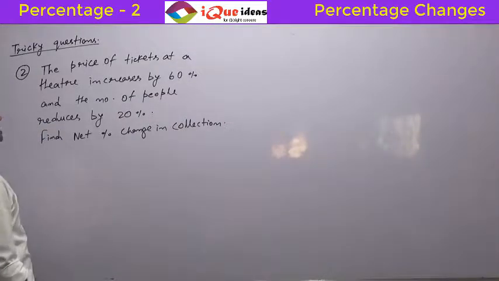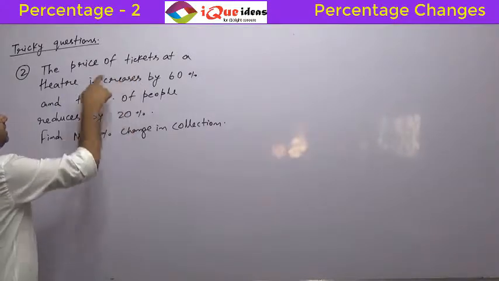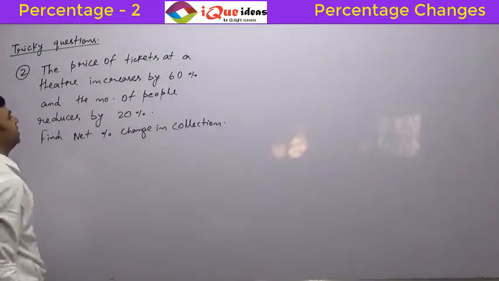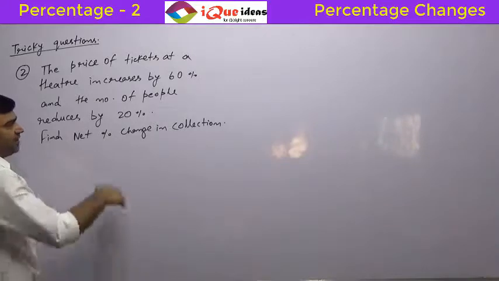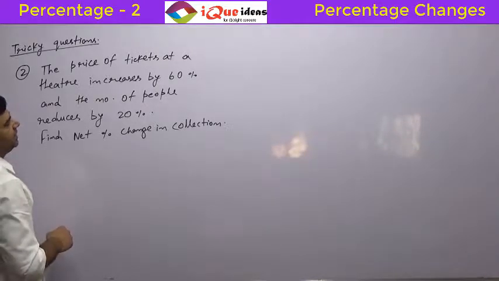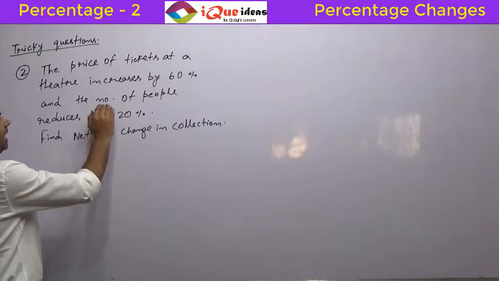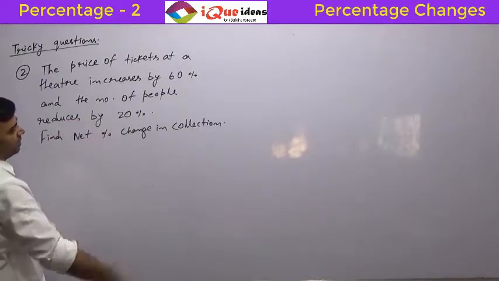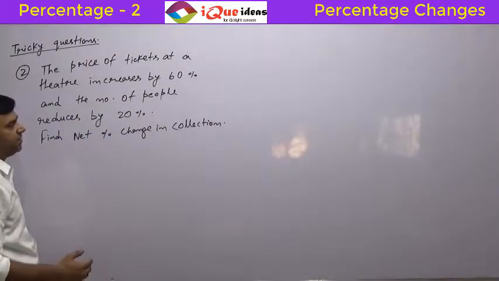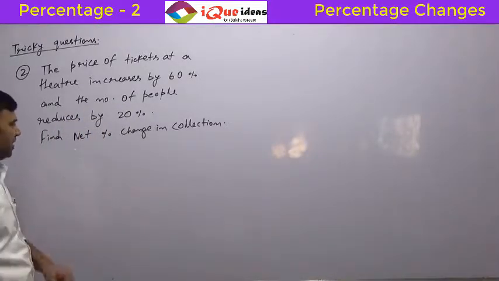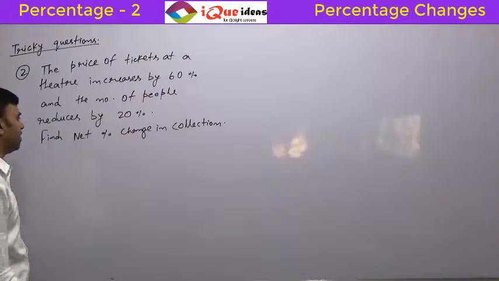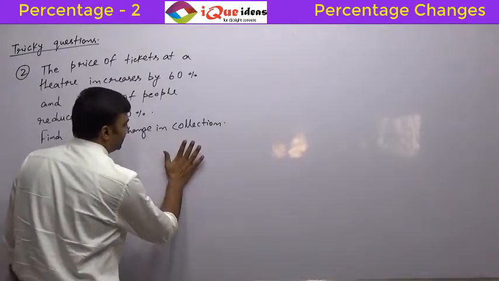Now let's look at this question. It says the price of tickets at a theatre increases by 60%. And we are assuming that all the tickets are of the same price, so all of them increase by 60%. And the number of people reduces by 20%. We are assuming 100% occupancy initially. So later on, like I said, whatever it was, it reduces by 20%. Find the net percentage change in collection.